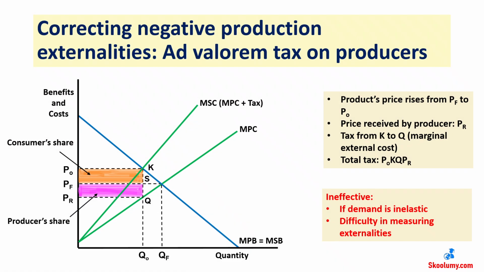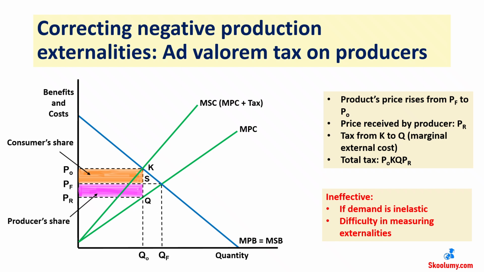Ad valorem tax on producers. The initial supply curve is MPC, price is PF, and quantity is QF. The supply curve becomes MSC when pollution tax is added. Price increases to PO, while quantity decreases to QO. Total tax paid is area of rectangle POKQPR. The consumer's tax burden is POKSBF. The producer's share of the tax burden is PFSQPR.